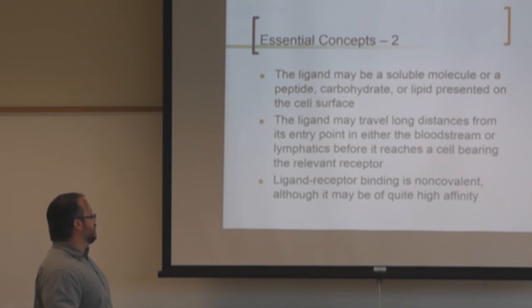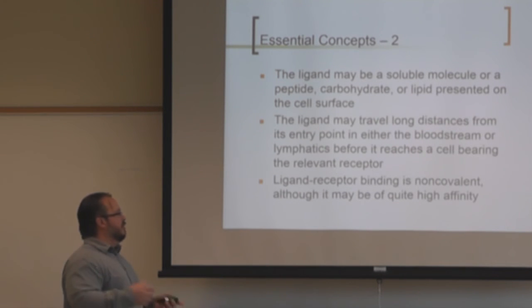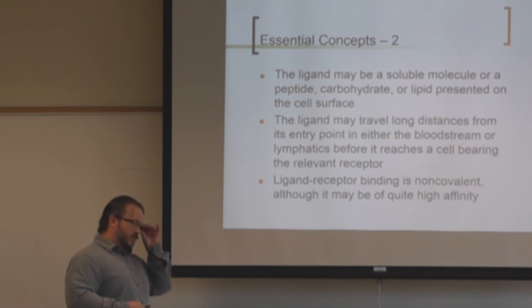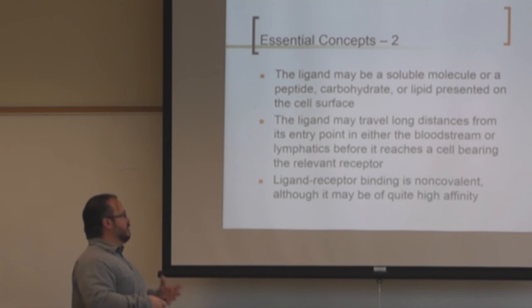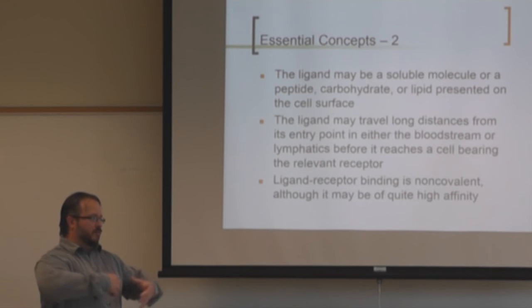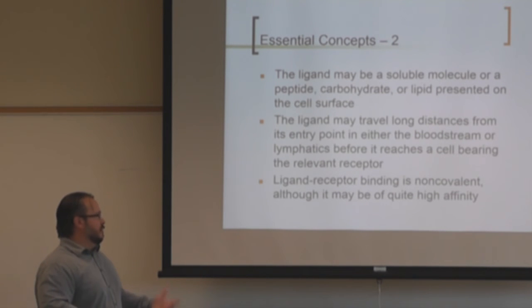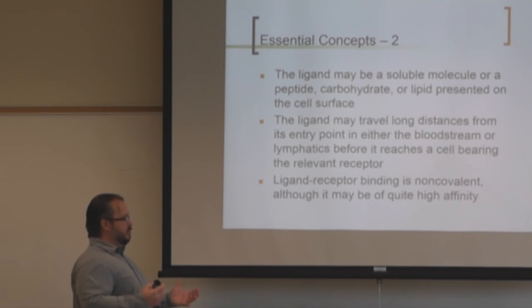Ligand receptor binding is all non-covalent. This is where the term affinity comes in, so look up what affinity means. Any English major or avid reader knows that if you have an affinity for something, you like it, you enjoy it. All this means is basically a receptor that has high affinity is going to bind very strongly to something, and a receptor that has low affinity has weak binding, or doesn't bind for a very long time.